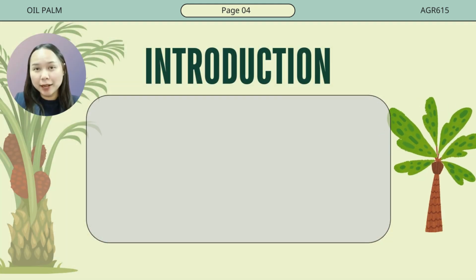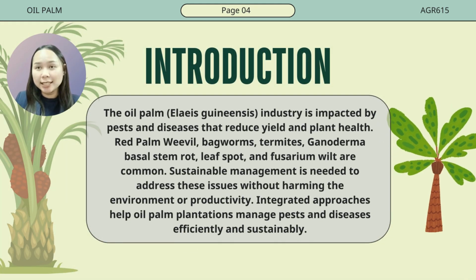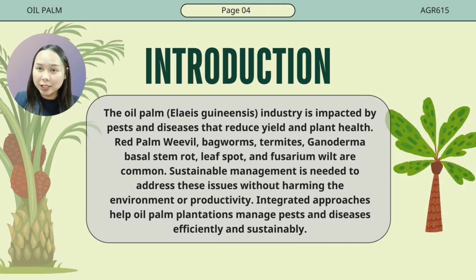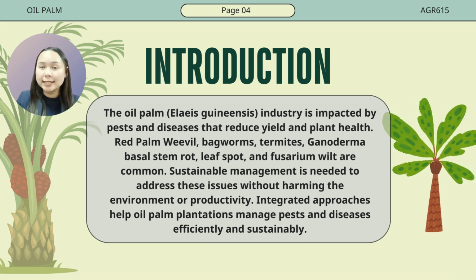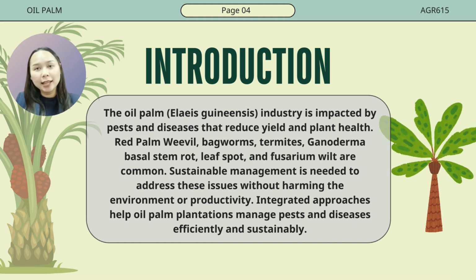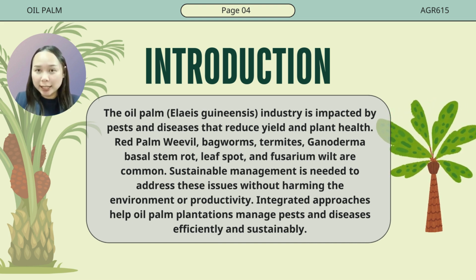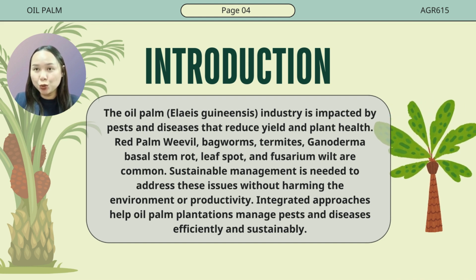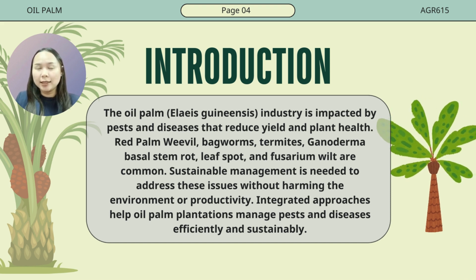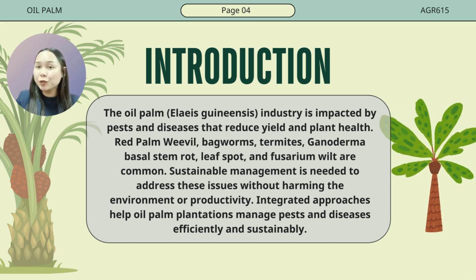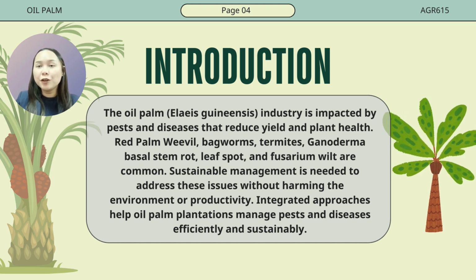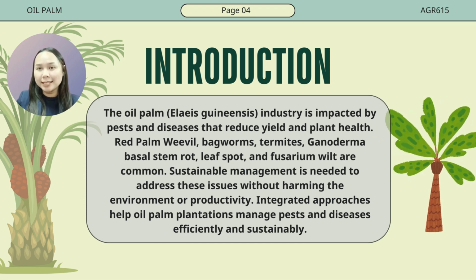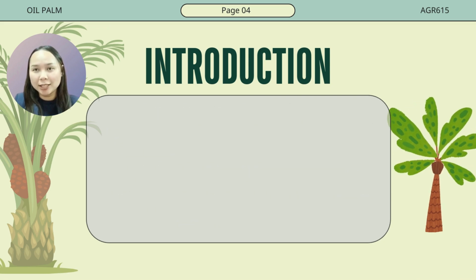Start with the introduction part. The oil palm industry faces significant challenges due to the prevalence of pests and diseases that can adversely impact yield and plant health. Recognizing the symptoms of these issues is crucial for timely intervention. Integrated approaches such as biological control, cultural practices, and the use of resistant varieties contribute to a comprehensive strategy for effective and eco-friendly pest and disease management in oil palm plantations.